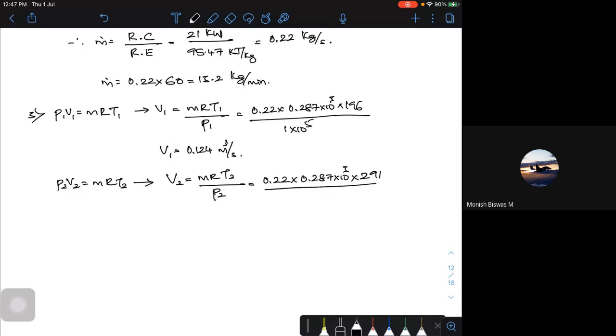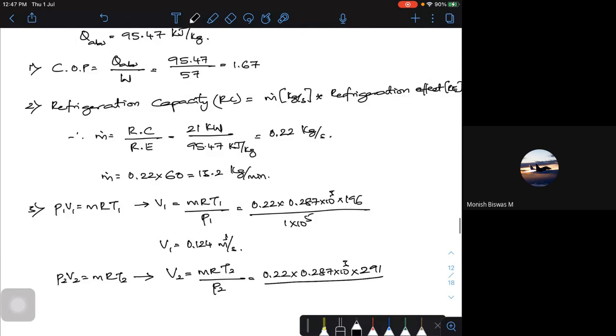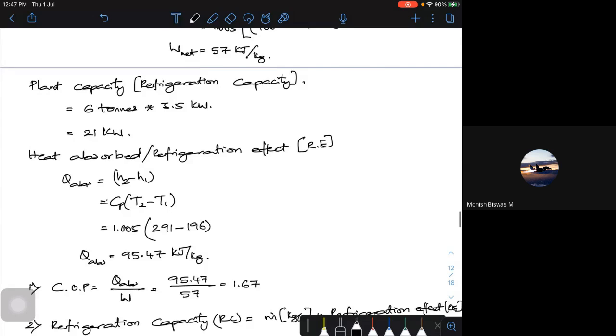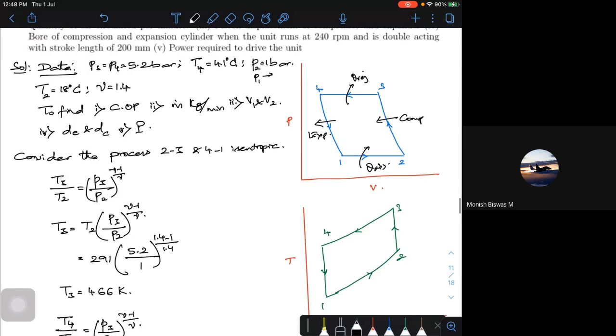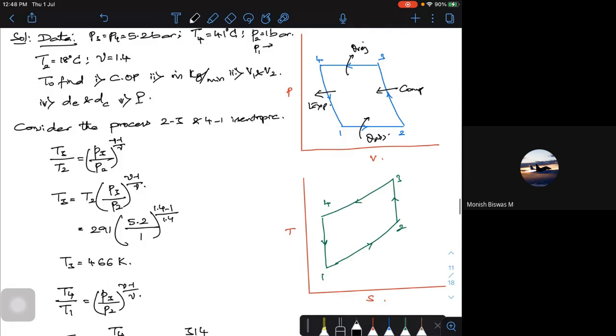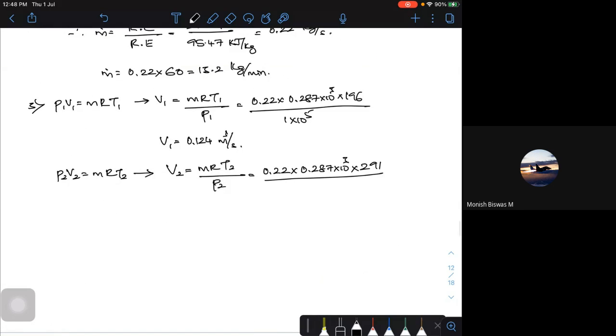divided by the pressure P2. So P2 is 1.8 bar, that is 1.8 into 10 to the power of 5. So I'll be getting my V2, 0.184. Okay, 0.184 is the volume there actually, that is 0.184 meter cube per second.